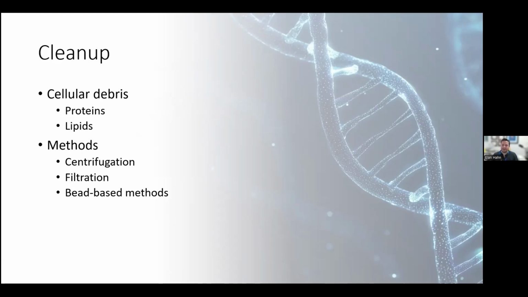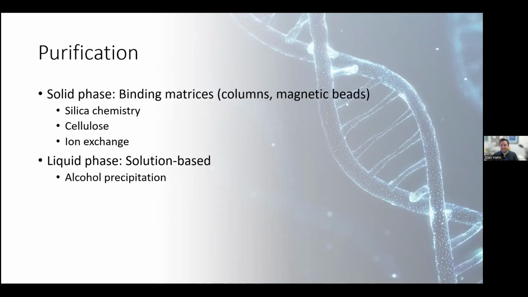Then we want to clean up, get rid of all these cellular debris, the proteins, the lipids, and we could centrifuge, we could filter, or we could use beads to help with that. Purification, just getting the nucleic acid. We could use solid phase purification, which incorporates binding matrices like columns or magnetic beads. These could be silica chemistry, cellulose, or ion exchange. And the liquid phase would be solution-based, like in alcohol precipitation.